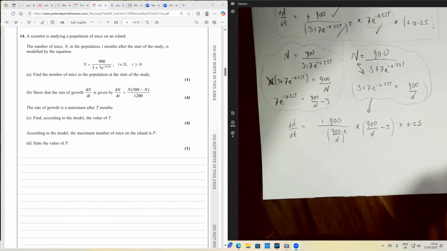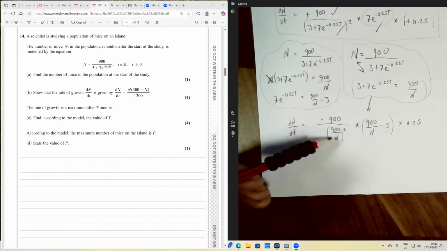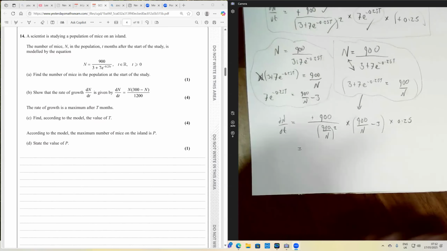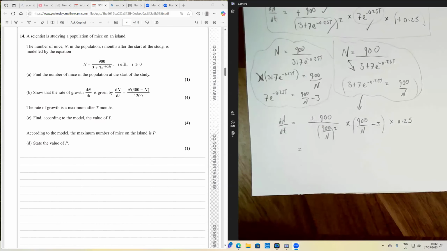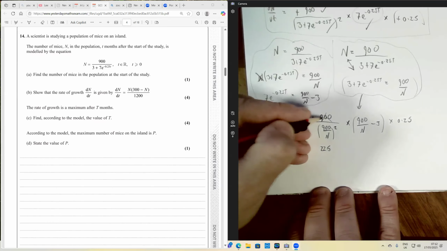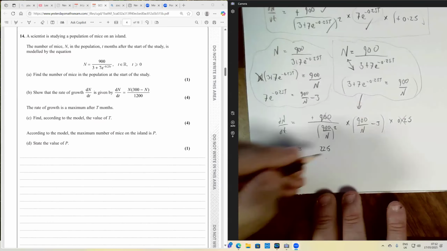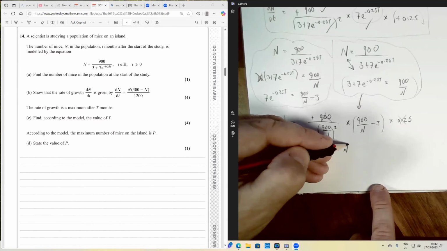I think it's starting to look like we could be getting somewhere. So let's think about how to simplify this now. Well, remember, dividing by a fraction is the same as timesing by its reciprocal. And I'm going to do that 900 times by 0.25 as well. Let's just do that. So 900 times by 0.25 is 225. So that goes to 225. So that's gone and that's gone.